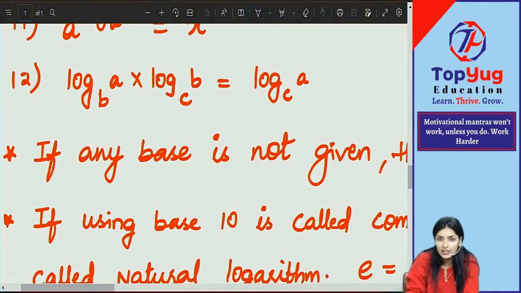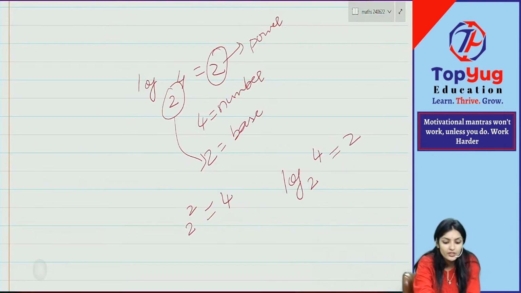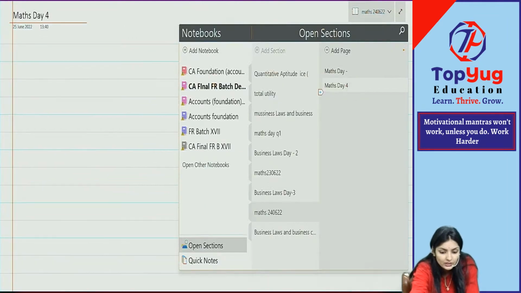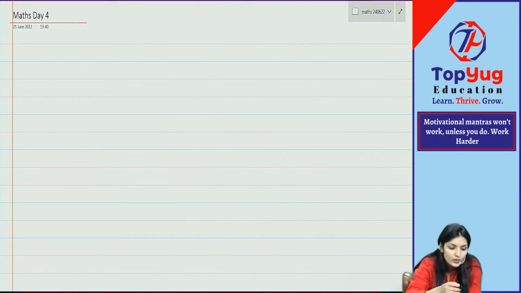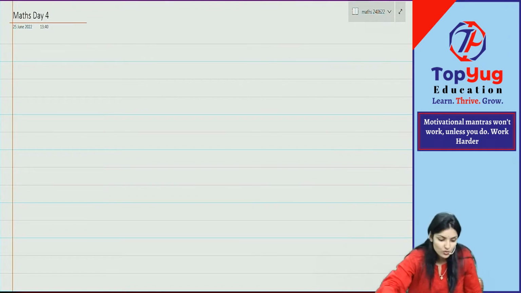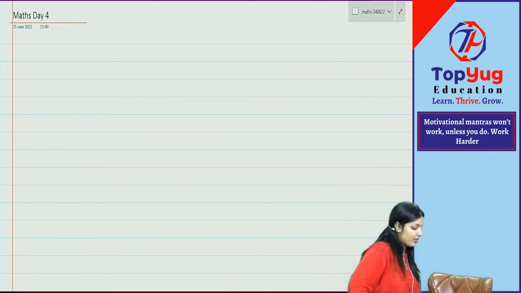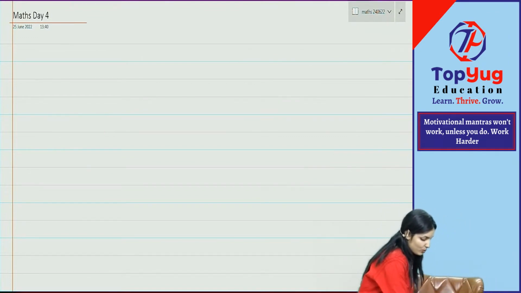So I hope you people are clear now. If we are using 10 as the base, we call it common logarithms. If we are using exponential e as the base, we call it natural logarithm. If no base is given, we have to take 10 as the base. So I think you people are very thorough with the formulas. If you are thorough with the formulas, it will not take much time for us to solve this. Okay, so just a minute, I'll make myself comfortable before starting with the exercise problems.